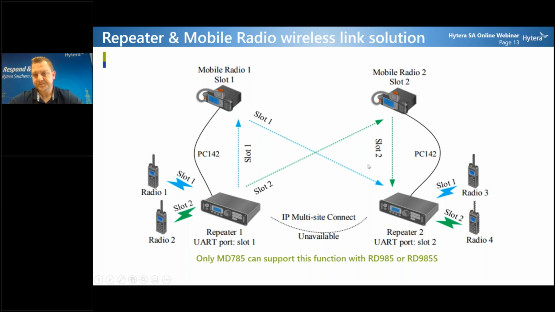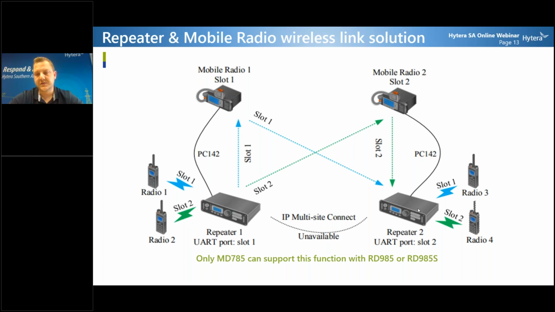And again, from this side, if I was transmitting from radio number 3 on slot 1, it will be received by this repeater. It will retransmit it. This mobile will receive it on slot 1 and send the information to the repeater, and the repeater will then transmit that same signal out on slot 1, and the radio on that side will then receive the signal on slot 1.